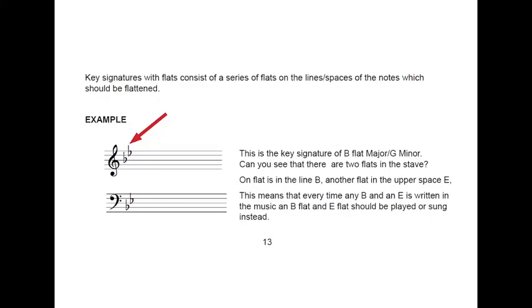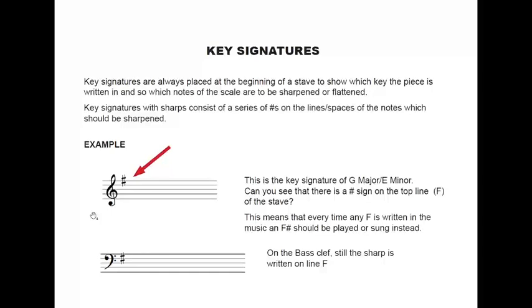This means that every time any B and an E is written in the music, a B flat and E flat should be played or sung instead. When you meet a note in line B, it will be considered as B flat. When you meet a note in space E or line E, it will be considered as E flat. That's what it means. And yet here, if you meet a note in F, that note will be considered as F sharp.